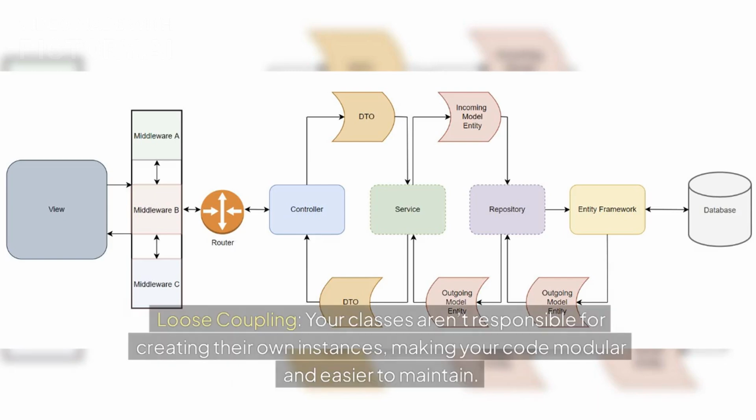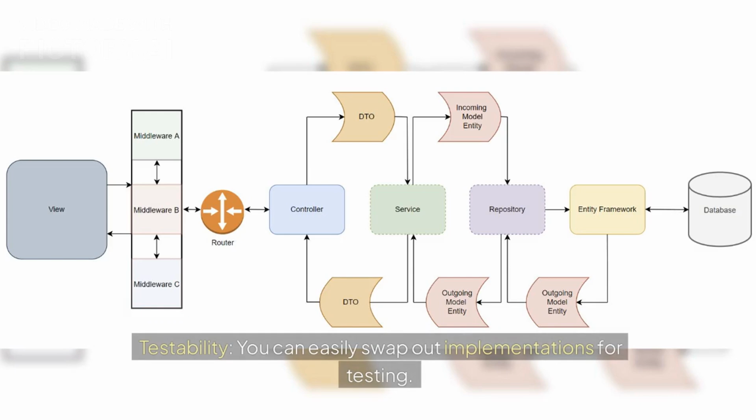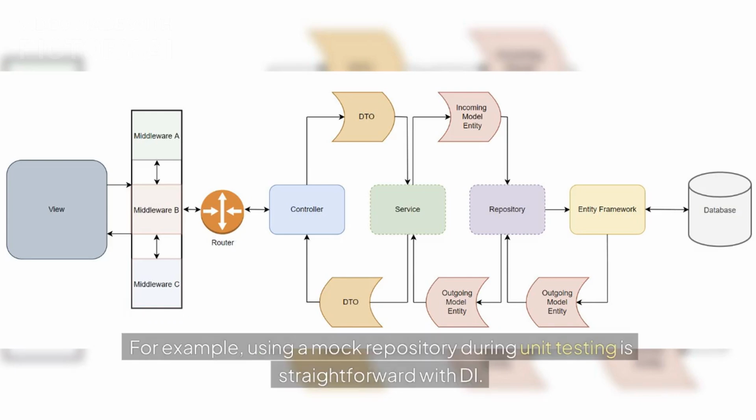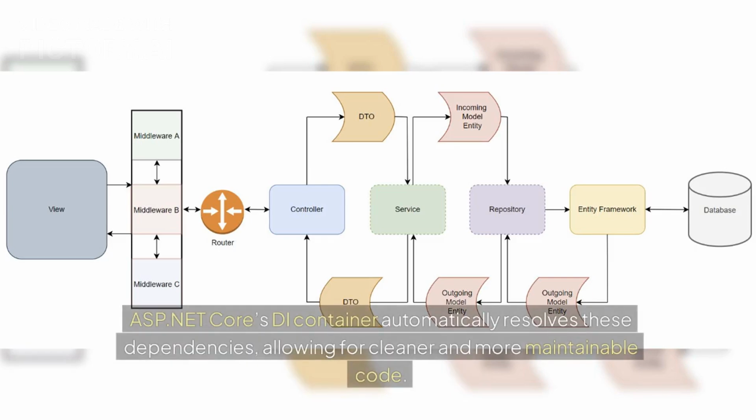The benefits of using DI include loose coupling. Your classes aren't responsible for creating their own instances, making your code modular and easier to maintain. Testability, you can easily swap out implementations for testing. For example, using a mock repository during unit testing is straightforward with DI. ASP.NET Core's DI container automatically resolves these dependencies, allowing for cleaner and more maintainable code.